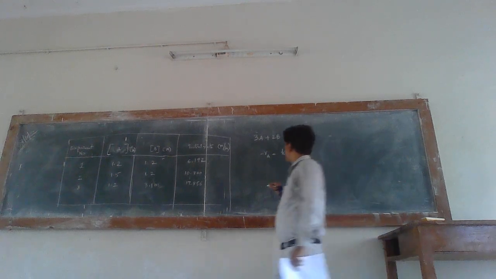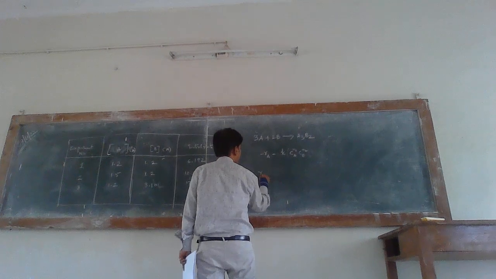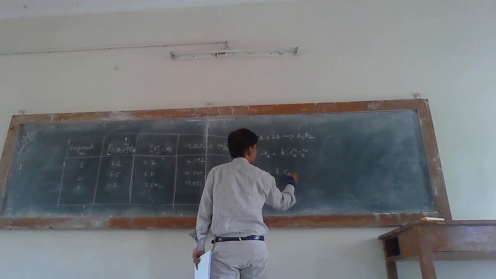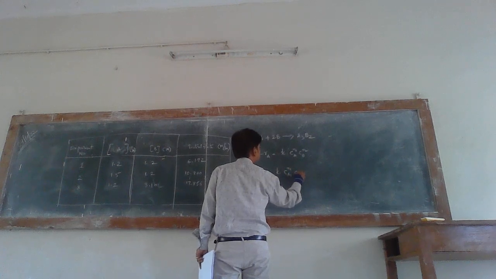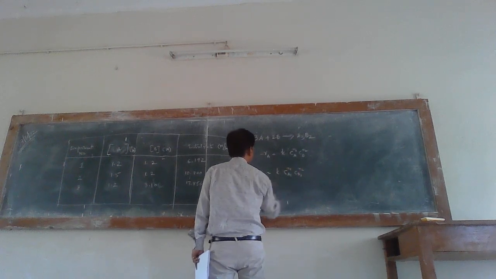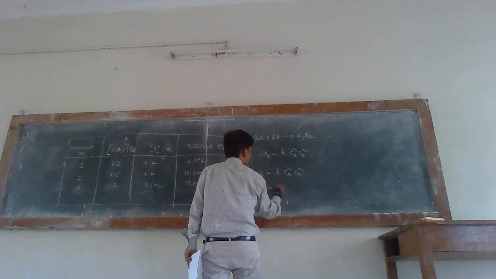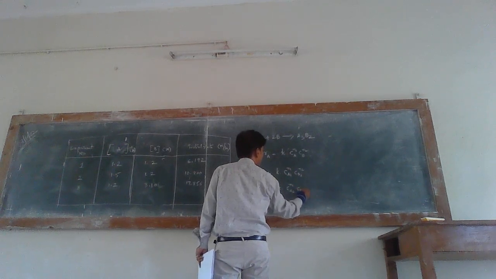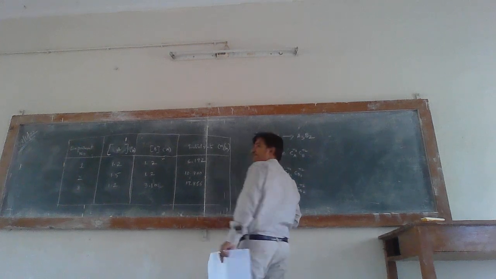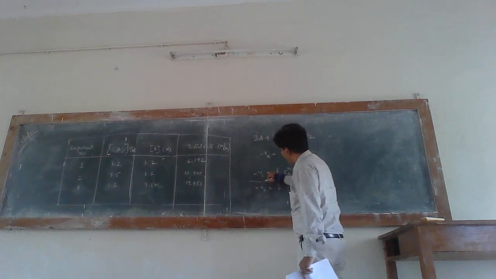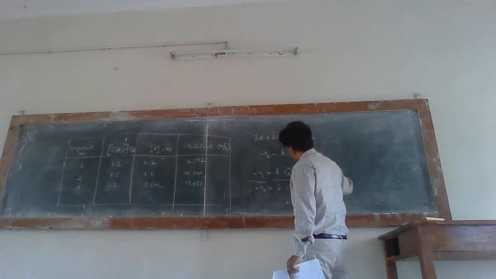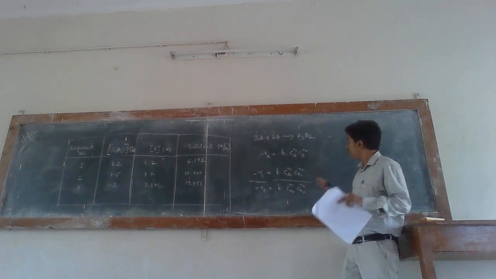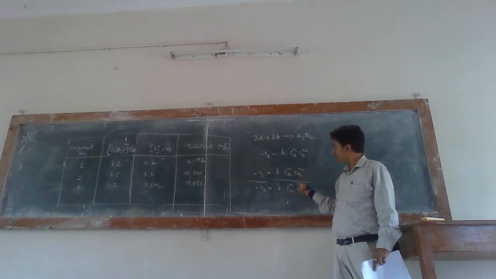For example, for R1, I write minus R1 equals K times CA1 to the power n1, CB1 to the power n2. For R2, K times CA2 to the power n1, CB2 to the power n2. If I divide, this K will get cancelled. But here the order is not the same, different orders.